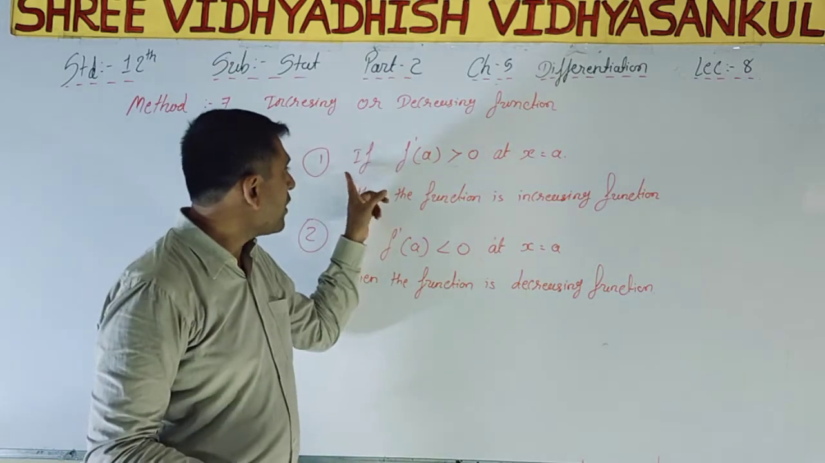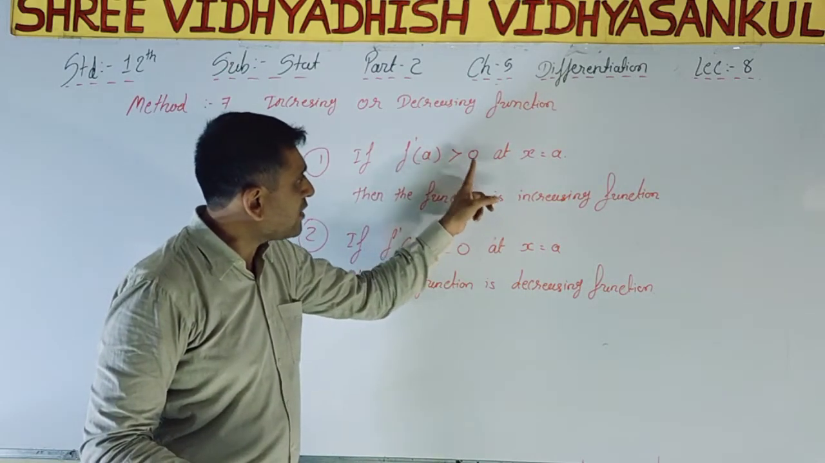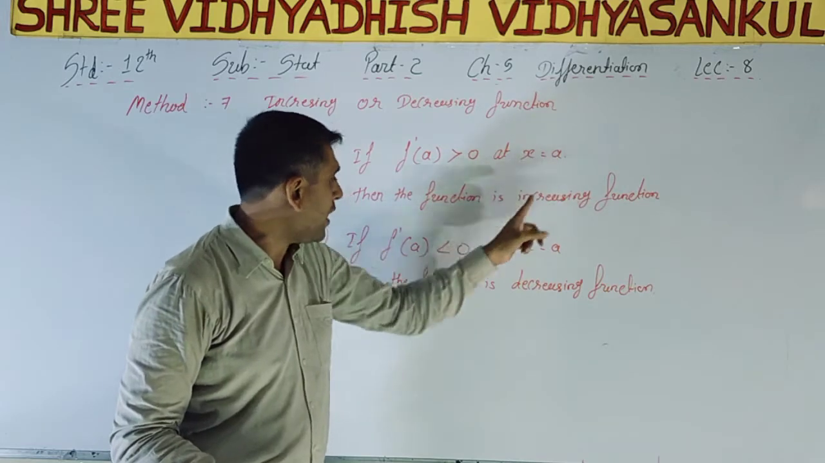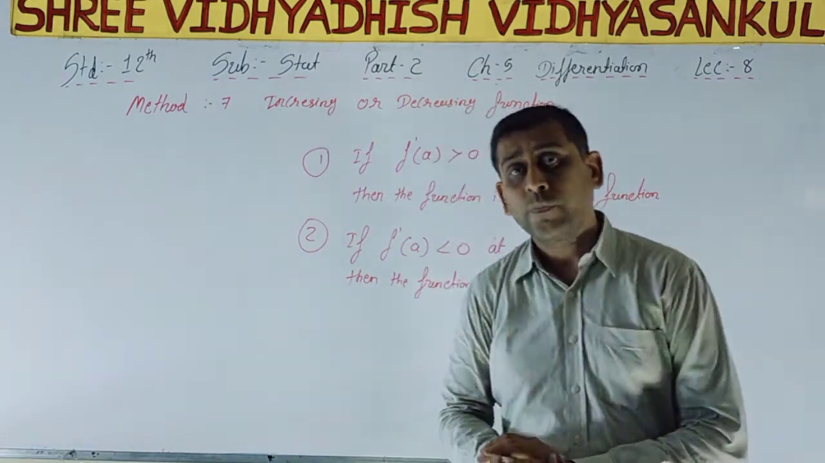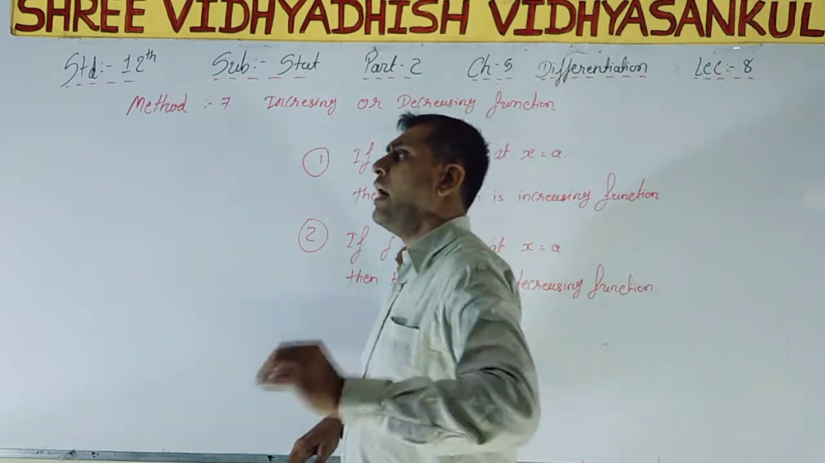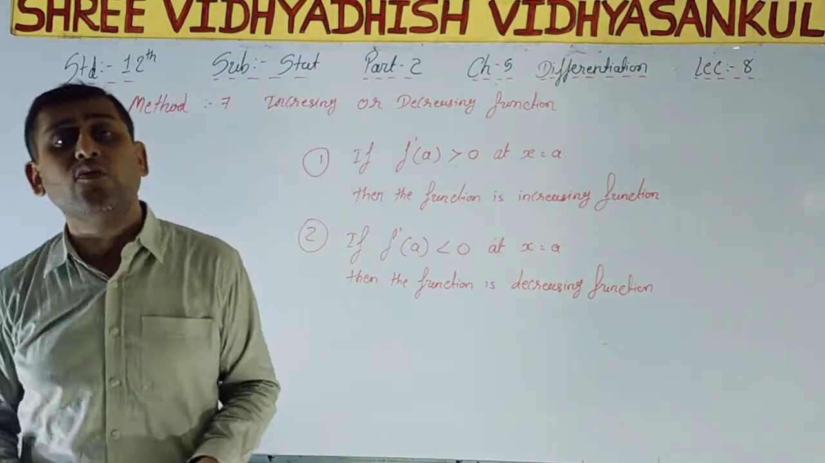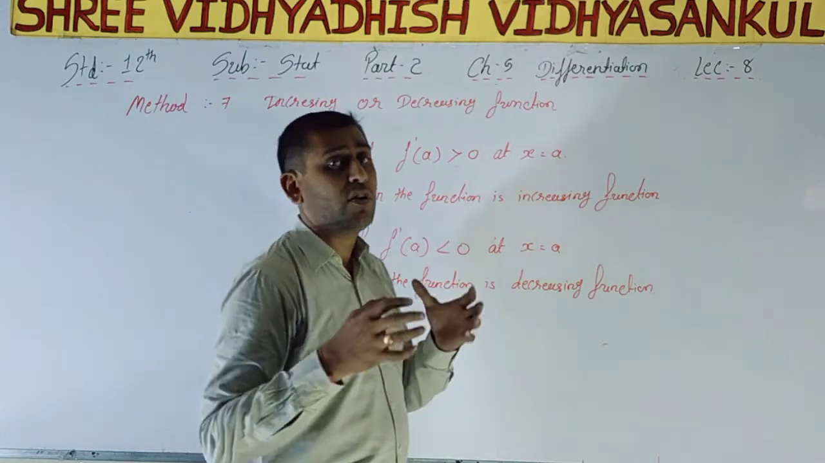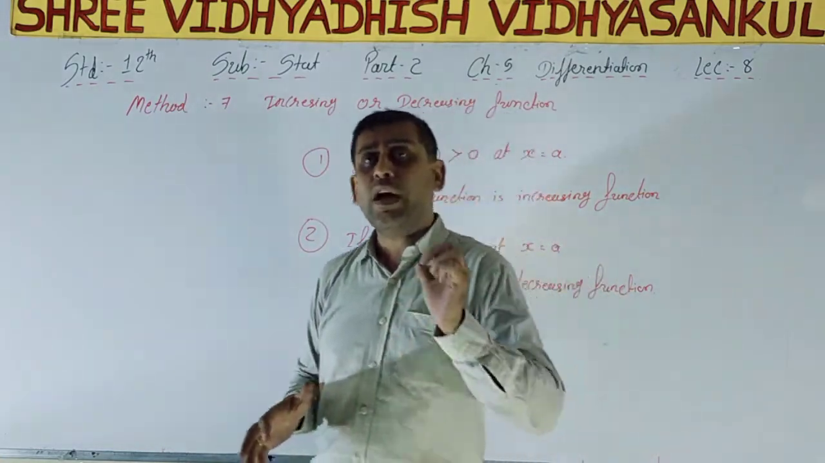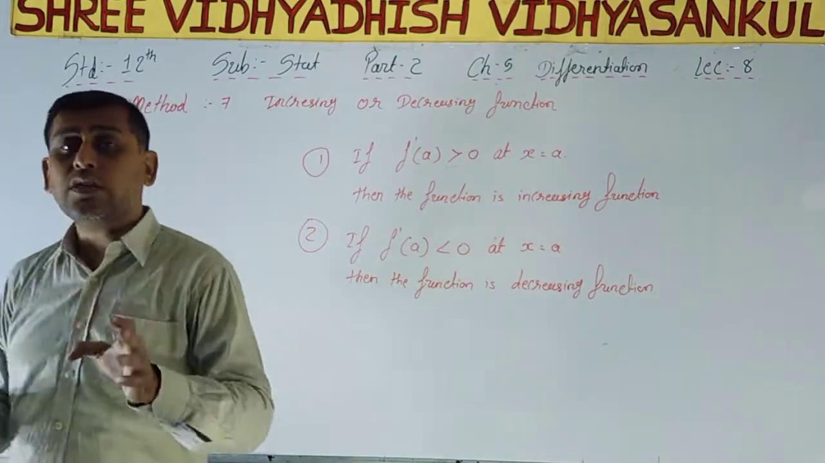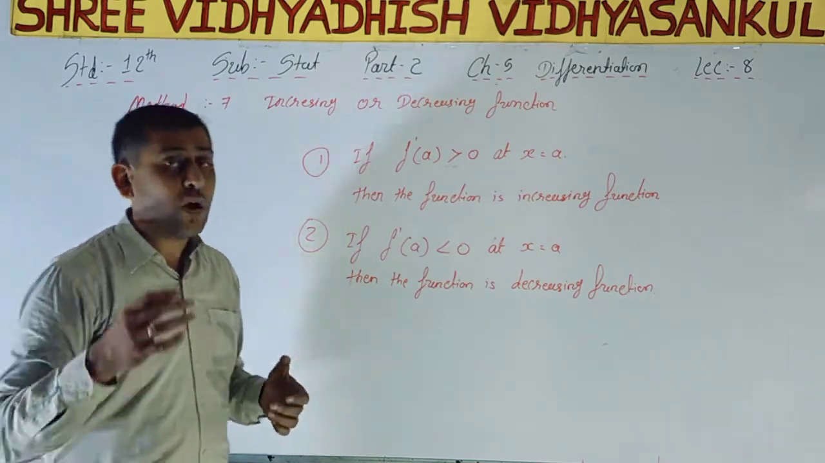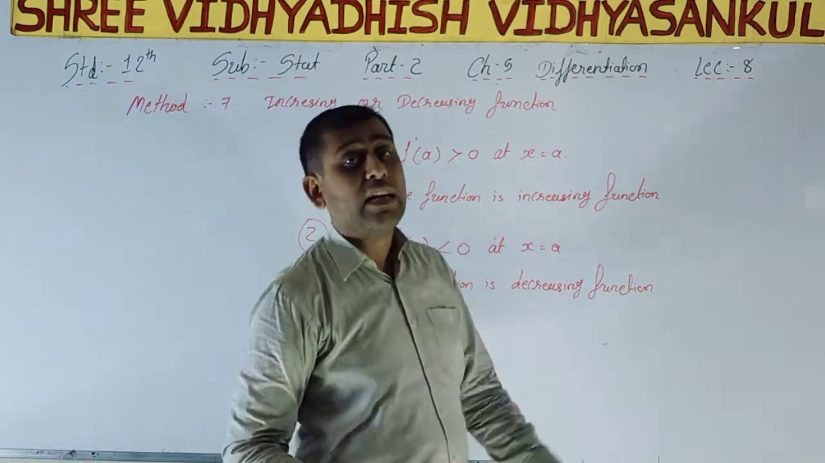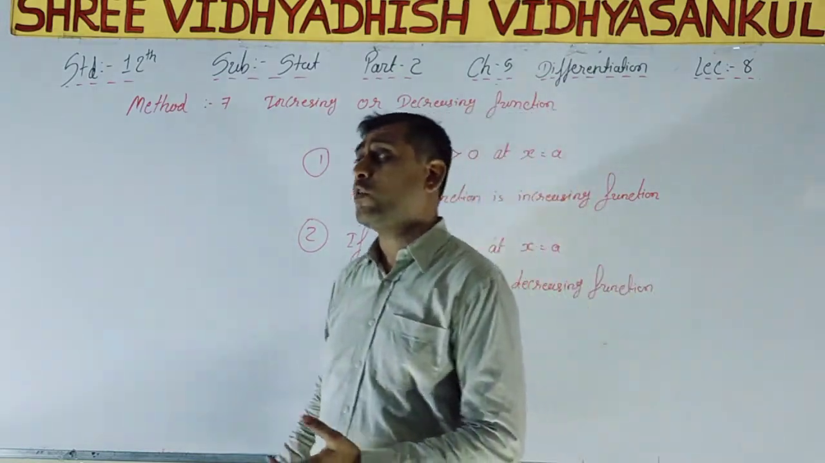Here, if f dash a is greater than 0 at x is equal to a, then the function is an increasing function. In the question they ask to find out the increasing function as well as the decreasing function, and if they ask both, then it is a 4-mark sum. So how can we find out whether it is an increasing function or a decreasing function?